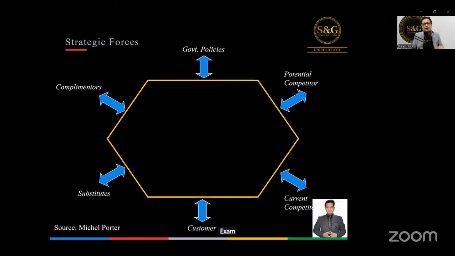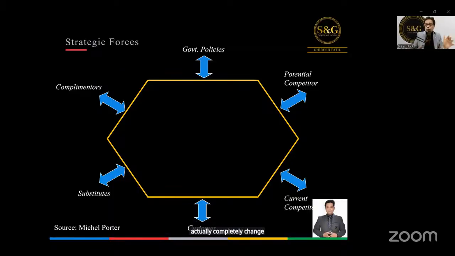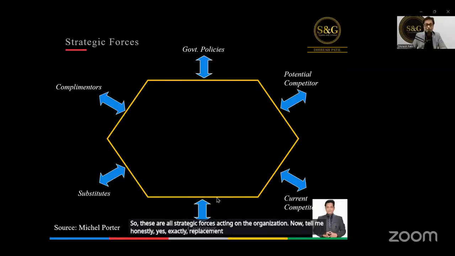Example, the typewriter substituted by computers, the desktops substituted by the laptops, which may be substituted by smaller versions of laptops or the mobile phones, right? So these are the substitutes who can actually completely change you and knock you out of the market. So these are all strategic forces acting on the organization. Okay. Now tell me honestly, yes, exactly, replacement. It can replace you from the market.